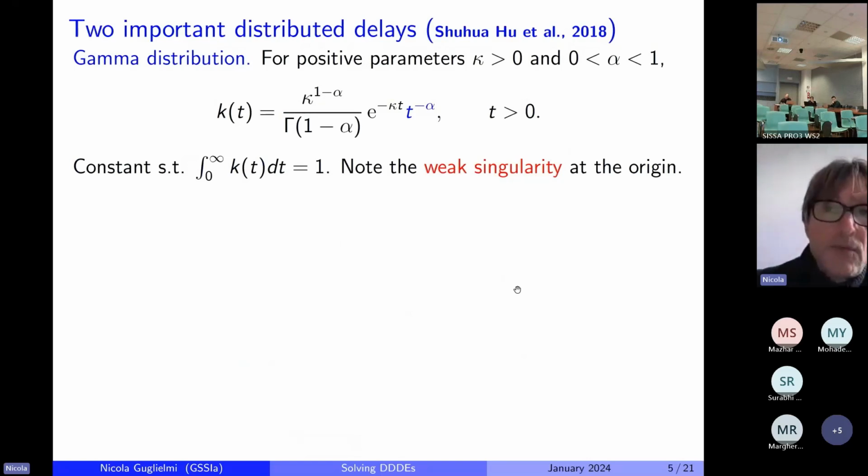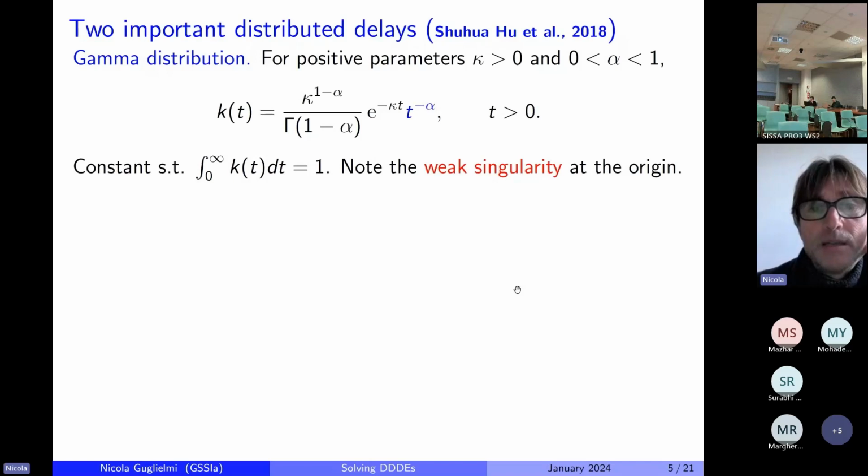So here I give you two kinds of distributed delays, two probability densities that we address. There is an article in the Journal of Pharmacokinetics and Pharmacodynamics in 2018 by Xuhua Hu, who is a researcher at Certara, a big company developing software for pharmaceutical applications, which is more or less a review of all kinds of densities that they consider.